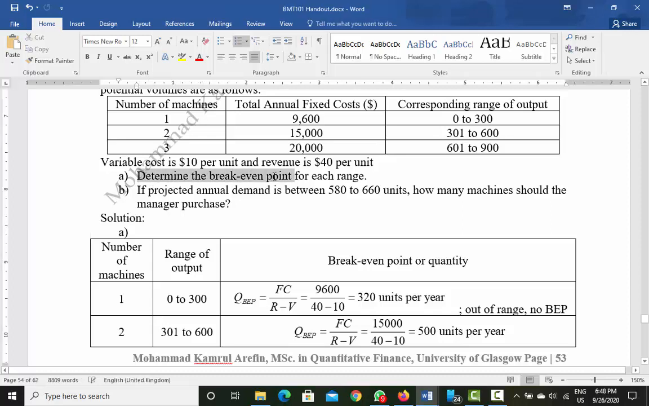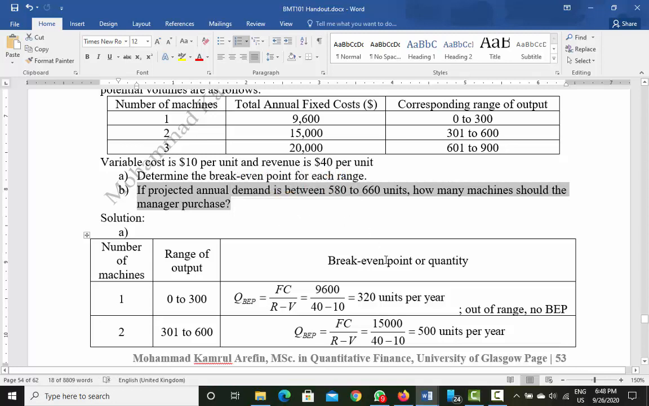The first question was asking us to find out the break-even point for each range. We already got it. Now the second one: if projected annual demand is between 580 to 600 units, how many machines should the manager purchase?